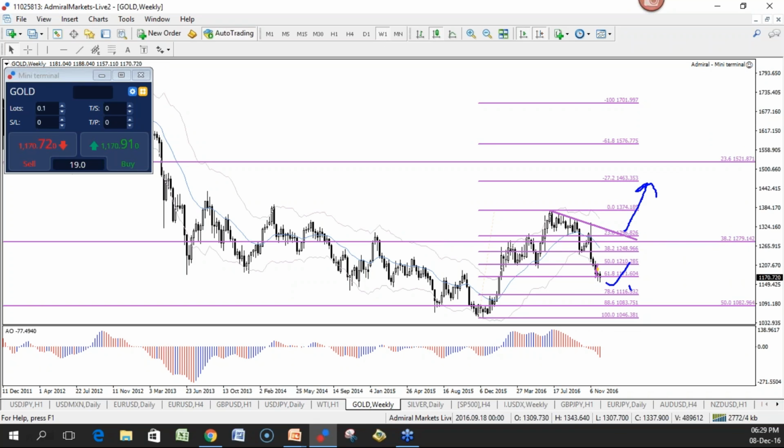This would be a bullish bounce potential. This would be a bullish break potential up to these targets, and the break above these targets would show that there's potential continuation. So that's what I'm looking for at gold at the moment.